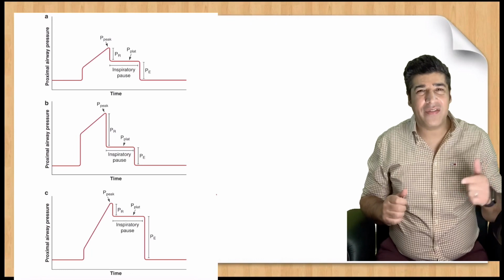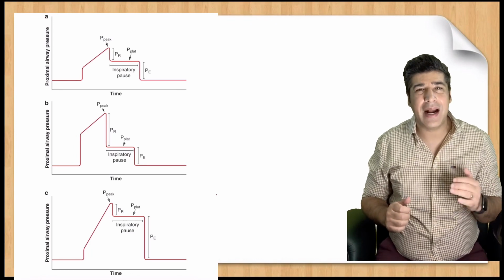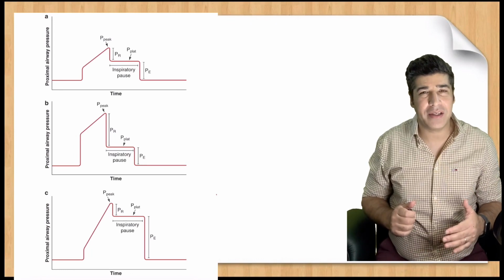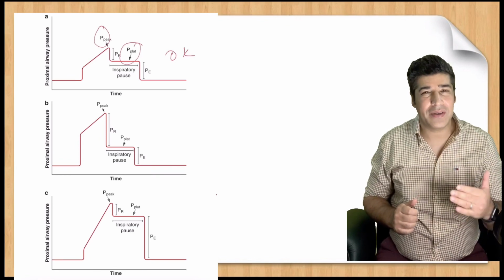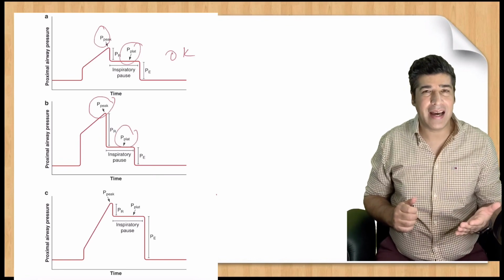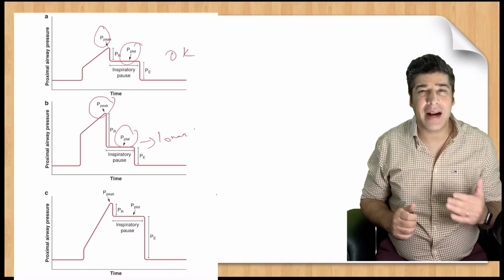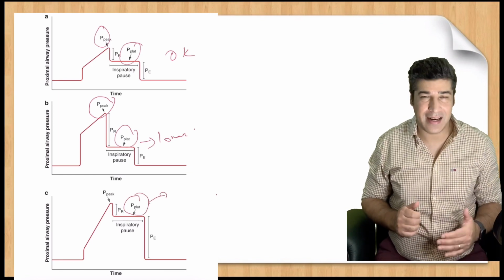You can see these figures where in the first, plateau pressure and peak airway pressure are okay, normal, and in the second, the plateau pressure is on the lower side, peak pressure on the higher side. In the third, you can see plateau pressure on the higher side.